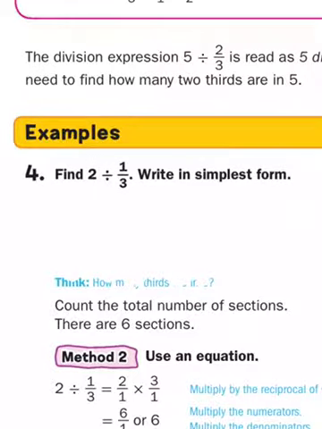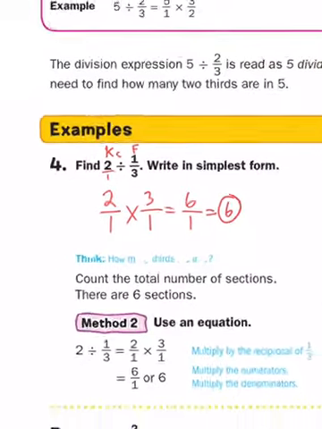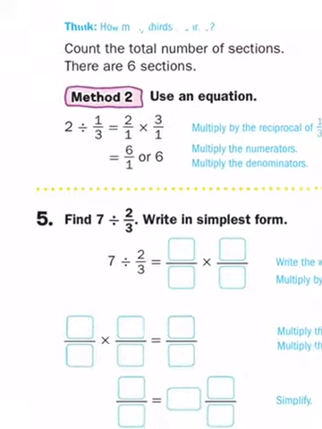All right, so in example 1, it says find 2 divided by 1/3, write in simplest form. So what you really do to divide a fraction is you multiply it by its reciprocal. Now what we do for this is we use KCF to help us set it up. So I'm going to start by writing 2 as a fraction, 2 over 1. So I'm going to keep it 2 over 1, change it to multiplication, and flip it to its reciprocal, 3 over 1. Now I multiply. 2 times 3 is 6. 1 times 1 is 1. My answer is 6.